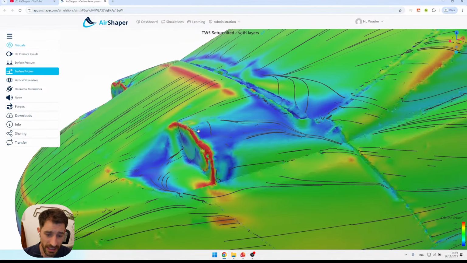So this is a good example of pressure building up and then sharp edges disturbing the flow, causing separation of the flow and causing drag.